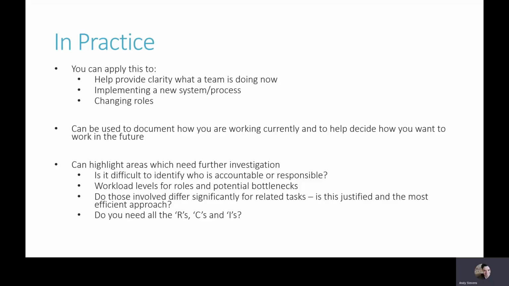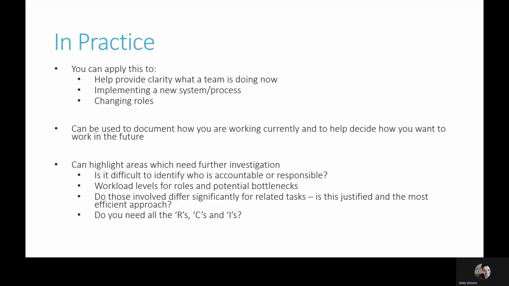Even if you're not at this point anticipating changing roles, it can be useful to look at how you're working currently and give you some ideas of how you may want to work more efficiently in the future. What I've also noticed is by completing this, it sometimes prompts further questions and discussions that need follow-up, which can help improve some areas, particularly around making tasks and process flows more efficient.